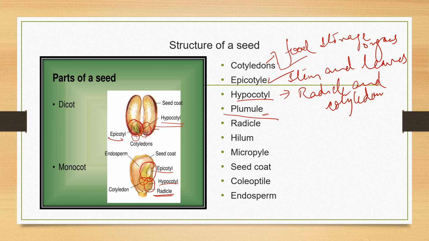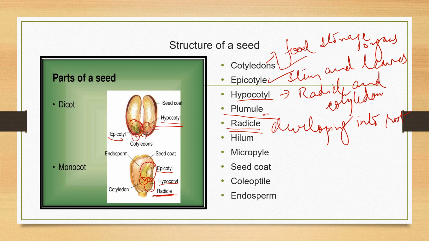Now next comes the radicle. What is the radicle? We have seen it here. The stem tip of the plant embryo developing into a root is called the radicle. So the tip which is developing into the root is called the radicle.